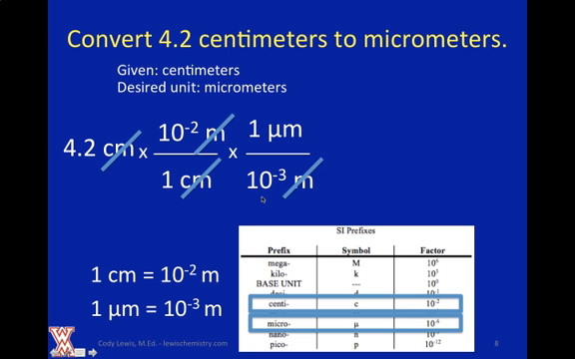We now put that in our calculator, and our calculator tells us 42,000 micrometers. We've got two significant figures in our starting factor. Exact conversions do not count, so we have two significant figures in our final answer. And that wraps up metric conversion review.